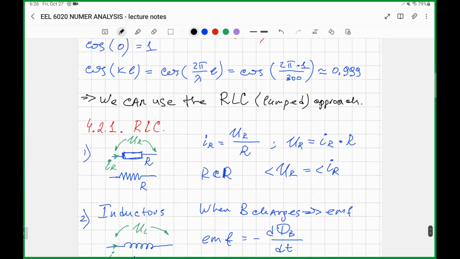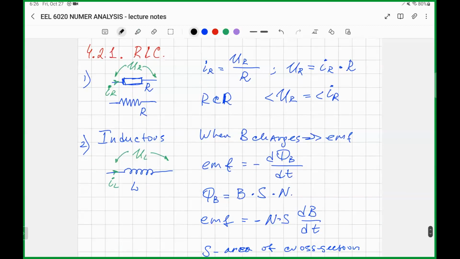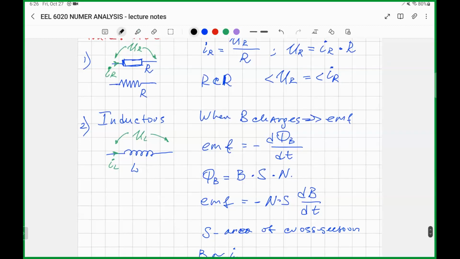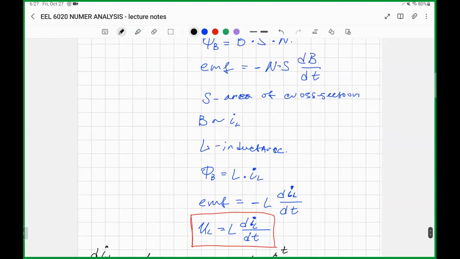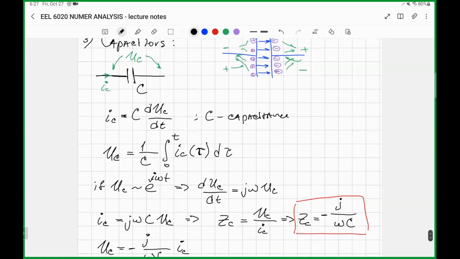Okay, so we don't consider different radiation effects, or mutual communications or mutual interaction of the elements. So the elements are just point-like elements, and we can describe them in terms of RLC circuits, RLC lumped elements, resistors, inductors, capacitors. These are just linear elements.